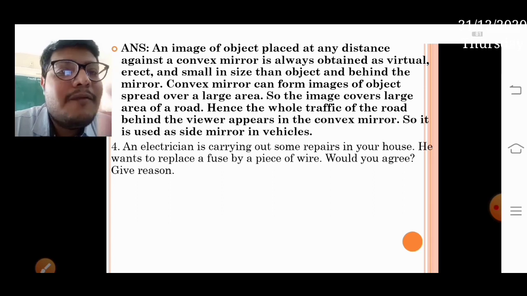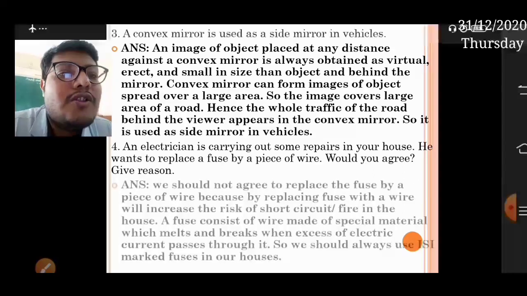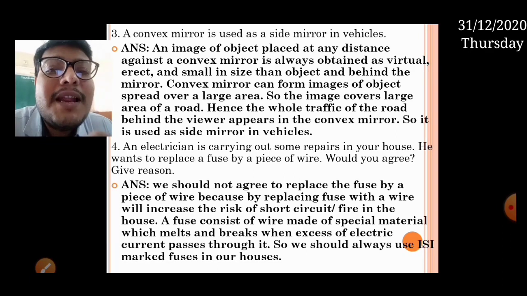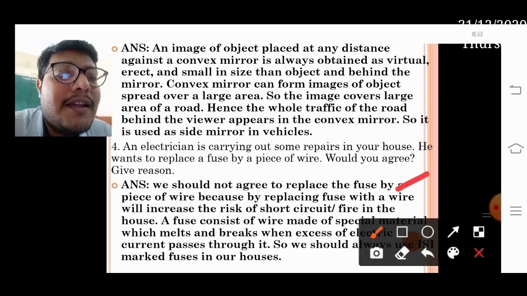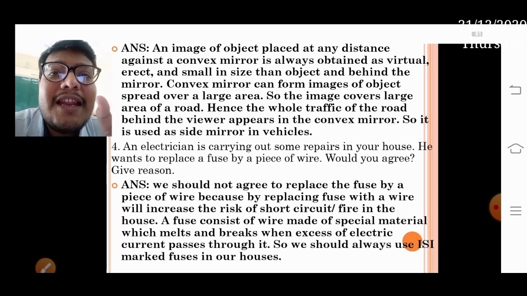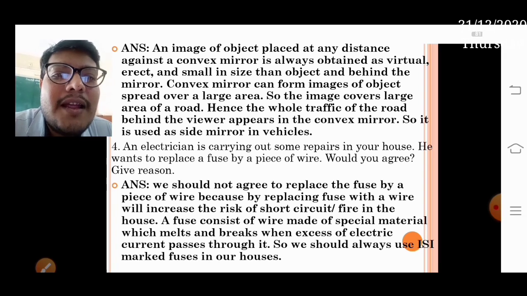So would you agree? If you do not agree, then give the reason why. Here, we should not agree to replace the fuse by a piece of wire, because replacing a fuse with wire will increase the risk of short circuit. If you replace it with any ordinary wire, it will increase the chances of short circuit, or you can say fire in the house.